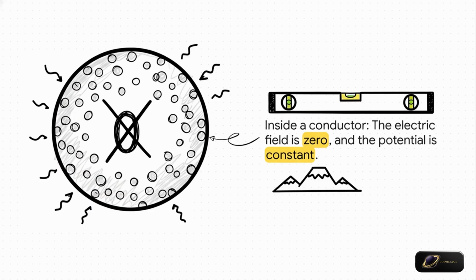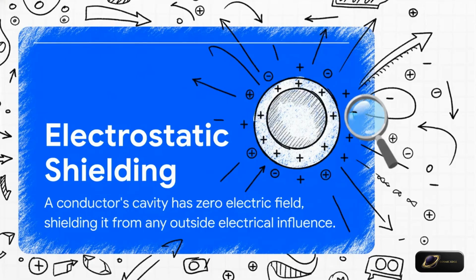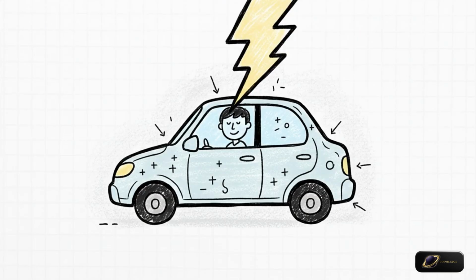And if the steepness is 0, what does that mean for the height? It means it's perfectly flat. The potential is constant everywhere inside and on the surface. And this leads to a pretty incredible phenomenon called electrostatic shielding. If you take a conductor and you hollow it out, the charges on the outside surface will arrange themselves perfectly to make sure the electric field inside that empty cavity is always 0. I mean, always. It doesn't matter what kind of crazy electric fields are raging on outside, the inside is completely shielded, completely protected.